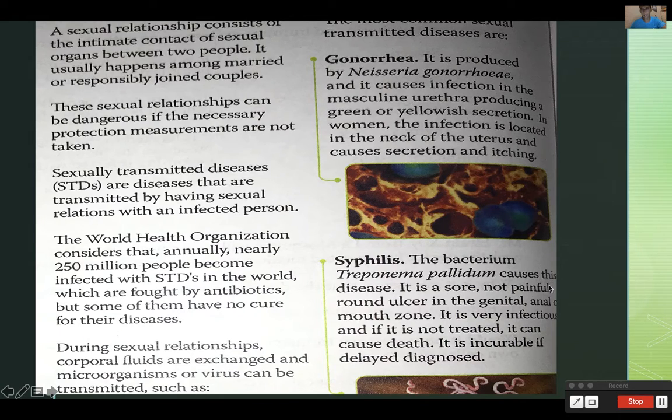Treponema pallidum causes this disease. La bacteria que causa el sífilis se llama Treponema pallidum. It is a sore, not painful, round ulcer in the genital, anal, and mouth zone. It is very infectious, and if it is not treated, it can cause death. It is incurable if diagnosed late.